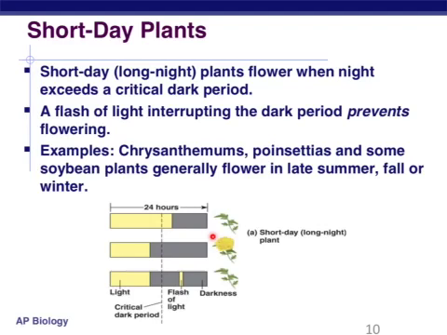So some plants fall into this category. Good examples would be poinsettias, which we see at Christmas time, and some types of bean plants and chrysanthemums. And how we see it in nature is that these particular kinds of plants, and all short day plants generally, will only flower in late summer, fall, or winter, because that's when the amount of daylight is greatly reduced.